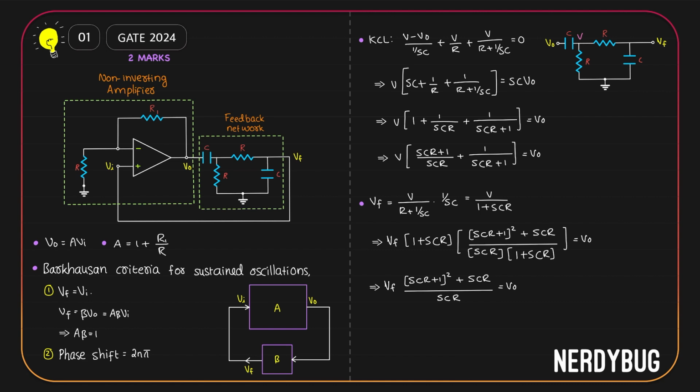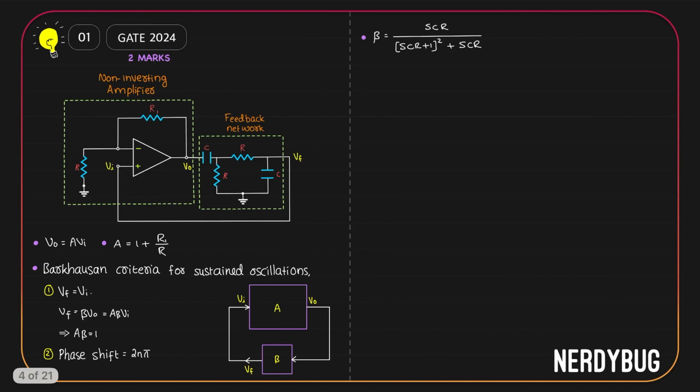Now, what we want is the gain of the network. It is final output Vf divided by the input Vo. From this equation, we can easily write Vf by Vo. It is SCR divided by (SCR plus 1) whole square plus SCR, and this will be our beta. We have the beta in terms of S, but S is j omega. Let us replace S with j omega in this equation.